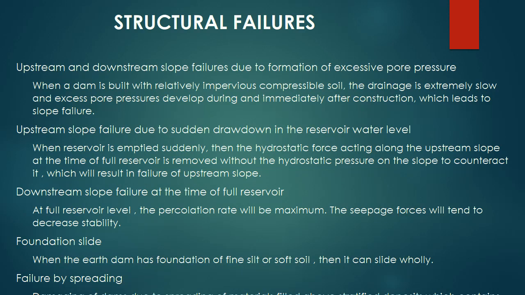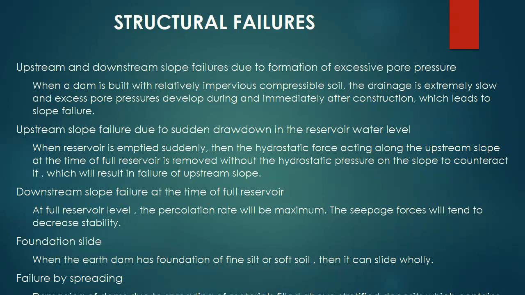It can occur in different ways. Upstream and downstream slope failures due to formation of excessive pore pressure. When a dam is built with relatively impervious compressible soil, the drainage is extremely slow and excess pore pressures develop during and immediately after construction, which leads to slope failure.